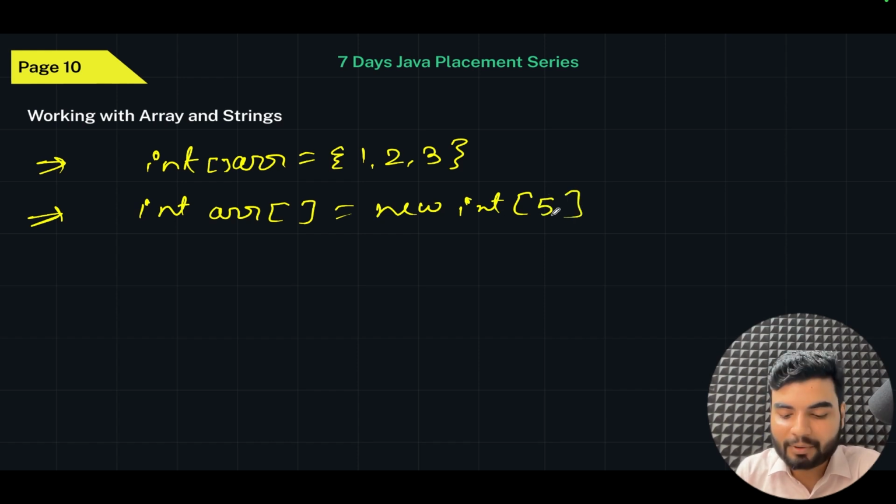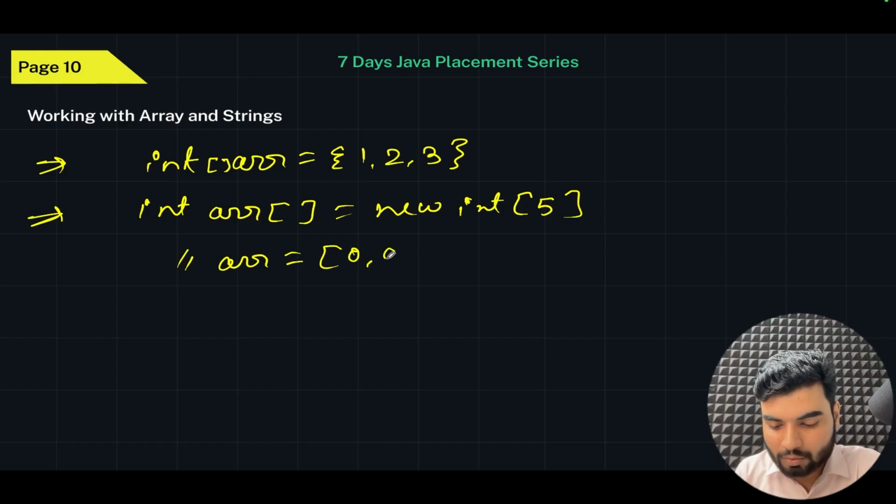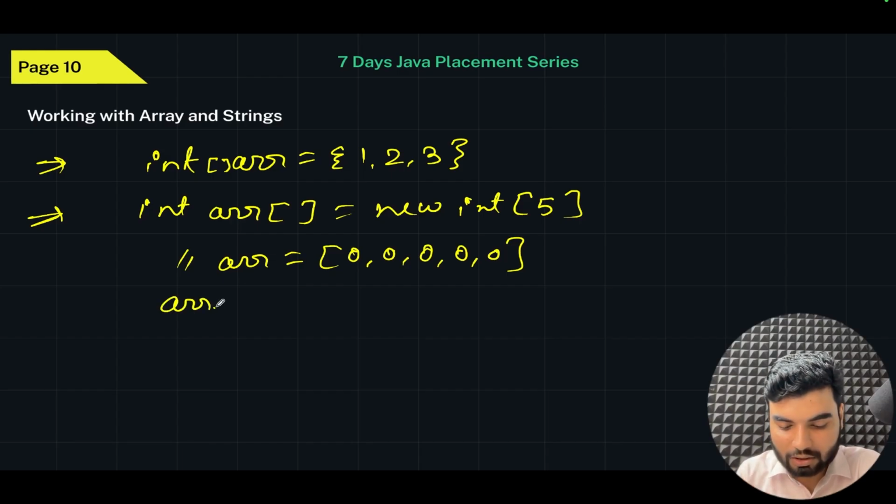So eventually what will happen? All the values of this array will by default be assigned 0: 0, 0, 0, 0, 0. That's what the array is. If you want to find the length, put dot length. Dot length is used if you want to get the length, arr dot length.